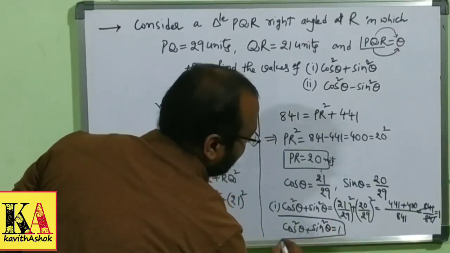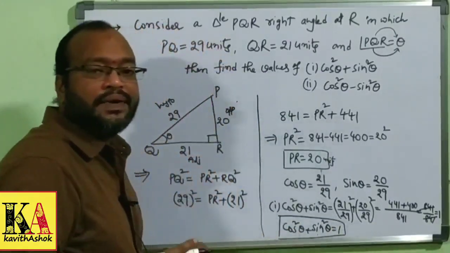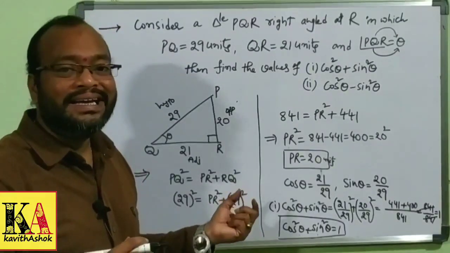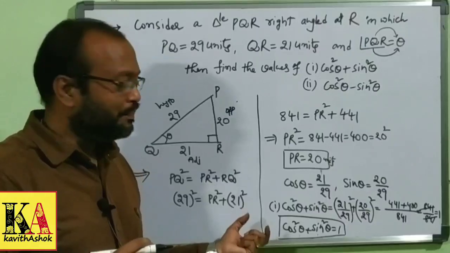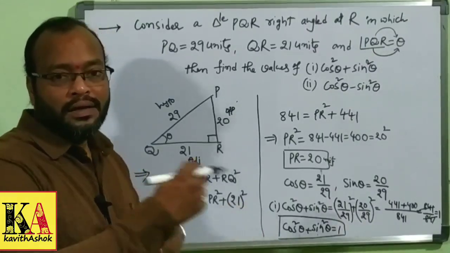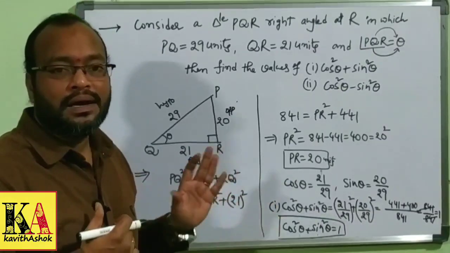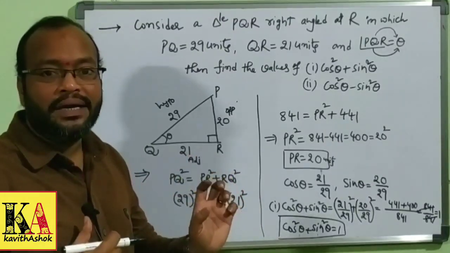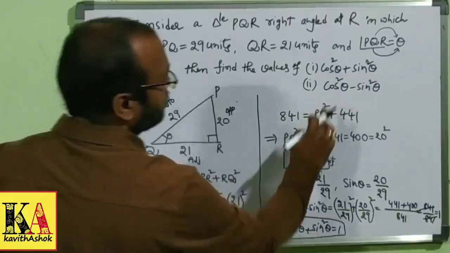In trigonometry, cos square theta plus sin square theta is equal to 1, treated as a trigonometric identity. It plays an important role in the future. Just remember, cos square theta plus sin square theta is equal to 1, and this is called a trigonometric identity. Now go for the second question. We will solve here only.